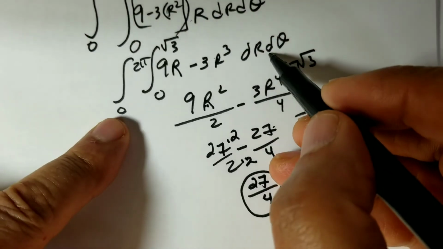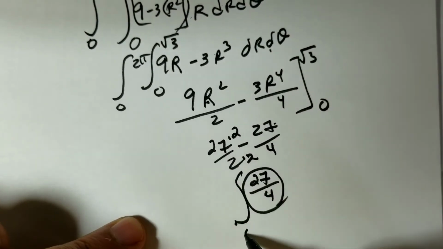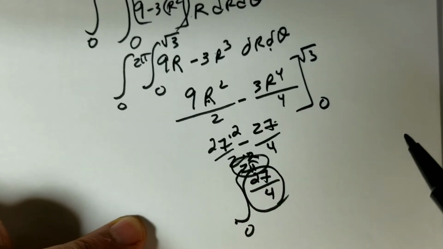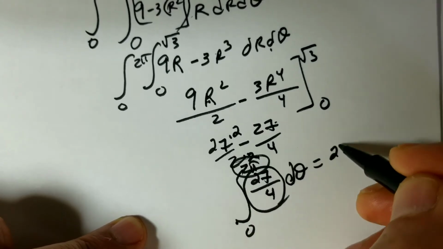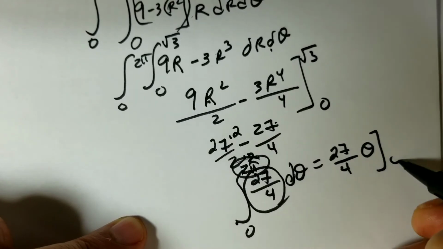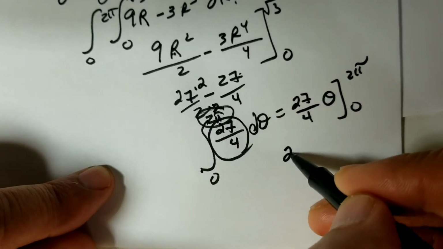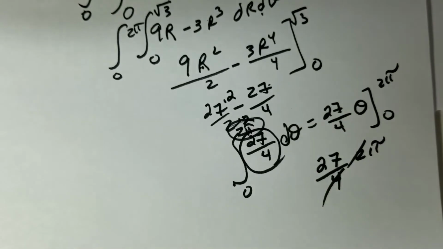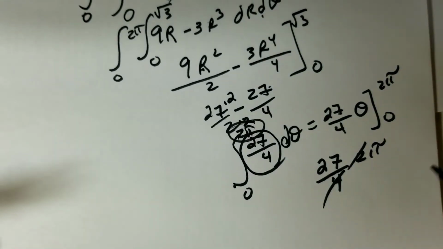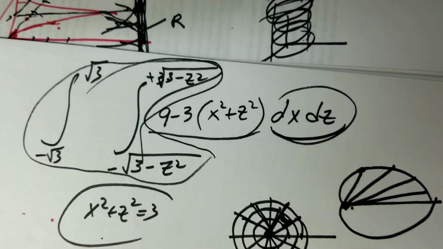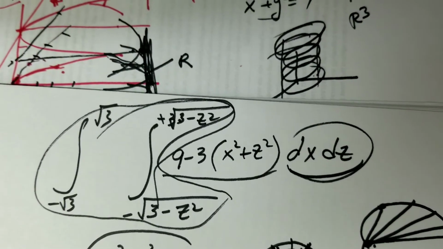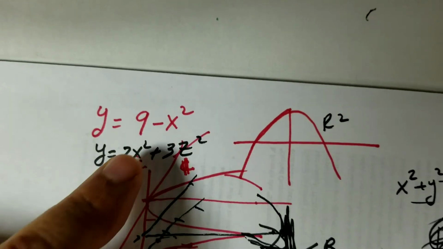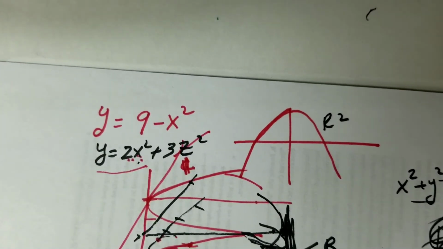Next, you have to do the outside. You go from 0 to 2 pi d theta, and that becomes 27/4 of theta from 0 to 2 pi. And the volume is 27/4 of 2 pi, which is really 27 pi over 4 units cubed, because I found the volume bounded by these two, a cylinder and a paraboloid. Let's do another example and let's finish this video.